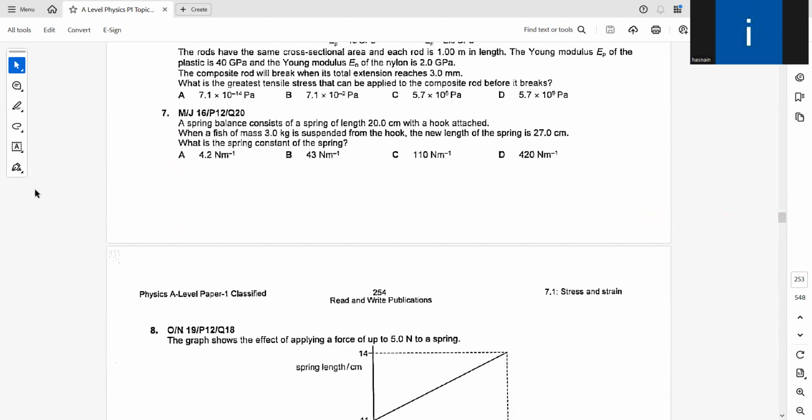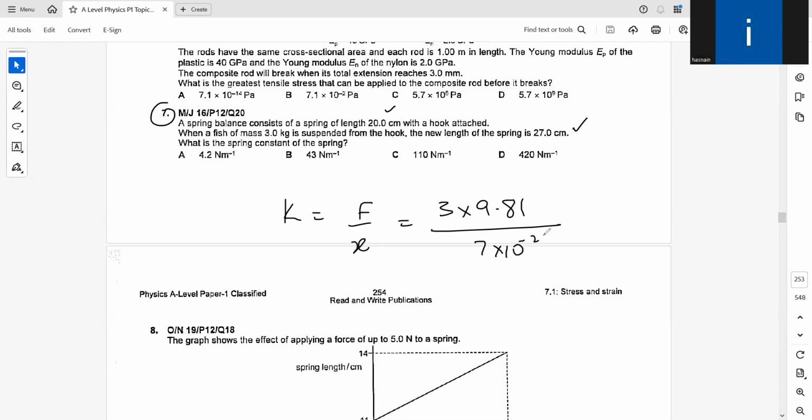Question number 7 says that a spring balance consists of a spring of length 20 centimeters with a hook attached. When a fish of this mass is suspended, the new length is this. The spring constant, so quite easy. K equals F over X. Force is 3 times 9.81, right? And extension would be 27 minus 20, which is 7 exponent minus 2. So 3 times 9.81 divided by 7 exponent minus 2 is 420 Newton per meter. So that's D.